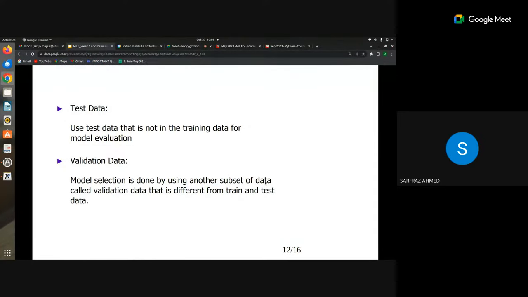This is called a subset of training data, I'll say. And test data is entirely new data which is coming from somewhere outside, from the user, I will say. We use either test data or validation data. Test data is entirely new data where we want to check whether our model is correct or not, whether our model is giving the correct results or not.